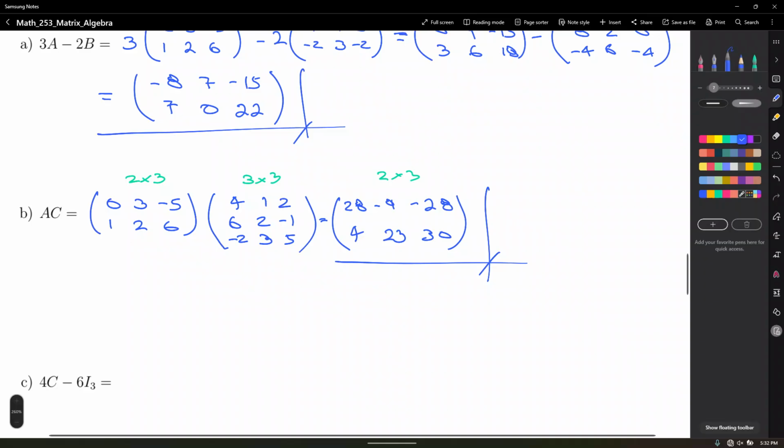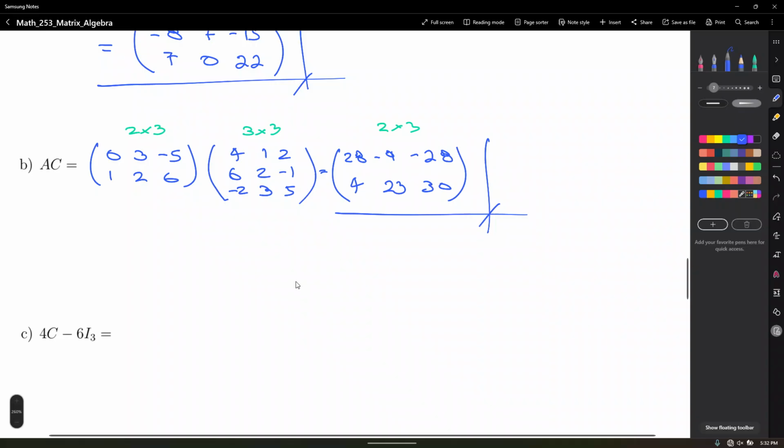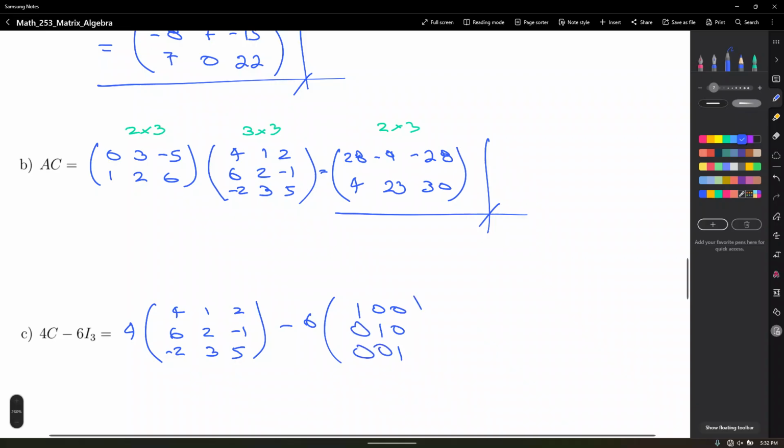All right. What about letter C? They're asking us to multiply 4 times C and subtract 6 times the identity of order 3. That is the 3 by 3 identity matrix. So for the 3 by 3 matrix, which is C, let me do 4 times 4, 1, 2, 6, 2, negative 1, negative 2, 3, 5, minus 6 times the identity matrix of order 3, or the 3 by 3 identity matrix. Again, first things first, multiplication, and then subtract the matrices.